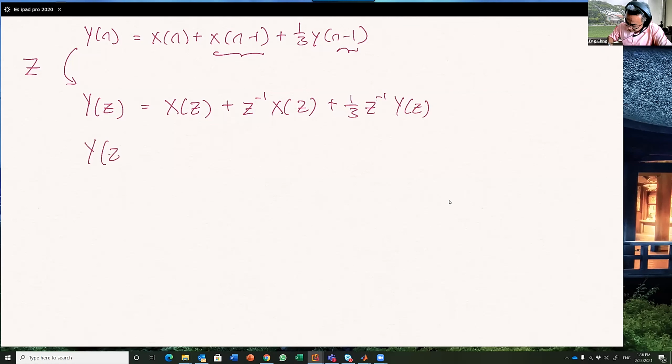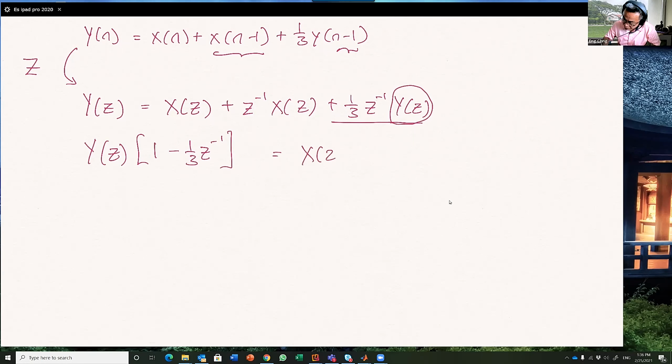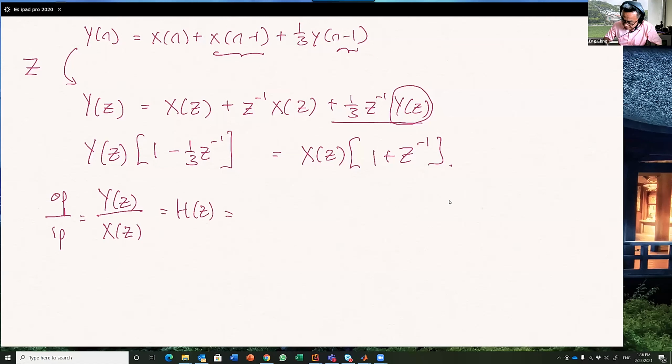Now we collect Y(z) together, so this is 1, and we move this part to the left hand side, so it's minus 1/3 z^-1. Remember that we are trying to group Y(z) together, that's why we get this equation, and X(z) is also grouped together. We have 1 plus z^-1. Now we are always forming Y(z) over X(z) because this is the output over the input, and this is the transfer function called H(z). So it has a name. Its name is the transfer function. And you realize that this transfer function, when we start here, is in the negative power of z.